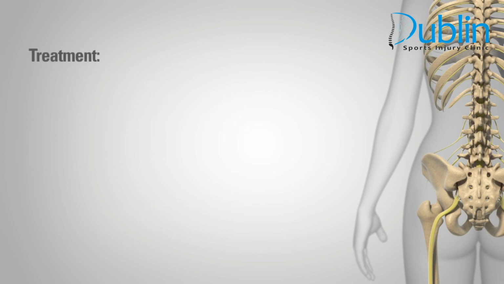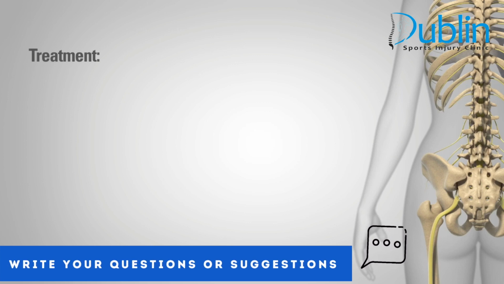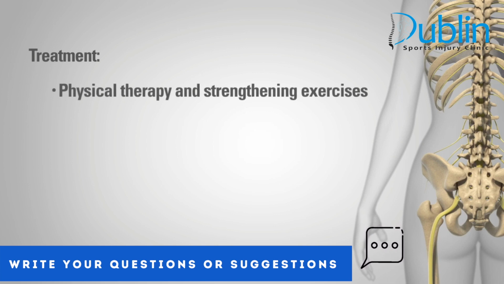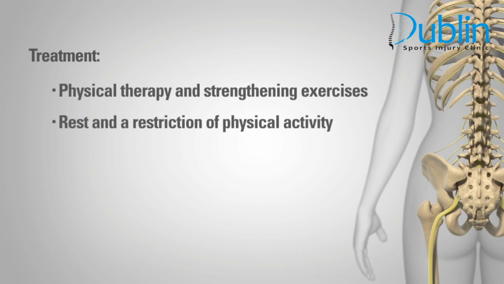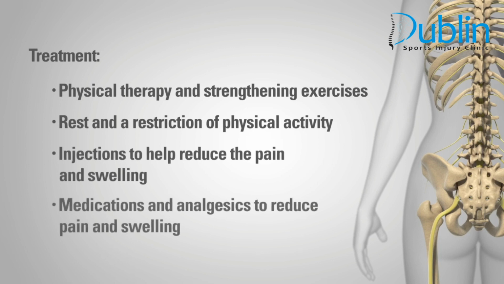After correct diagnosis of spondylolisthesis, your physical therapist will recommend a treatment plan which includes physical therapy and strengthening exercises. You may rest and restrict certain types of activity to minimize your pain in that period of time. Injections sometimes help reduce the pain and swelling, and you may take some medication and analgesics to reduce pain and swelling.